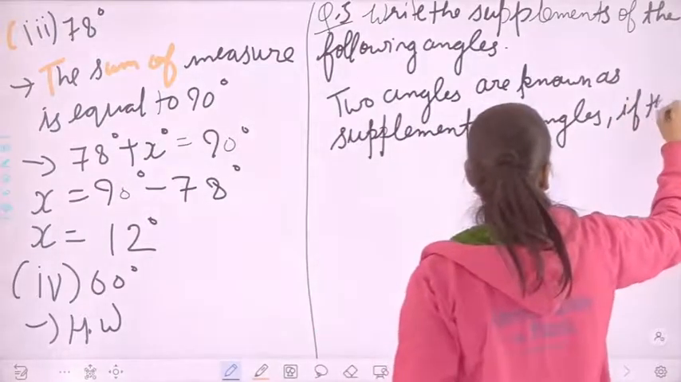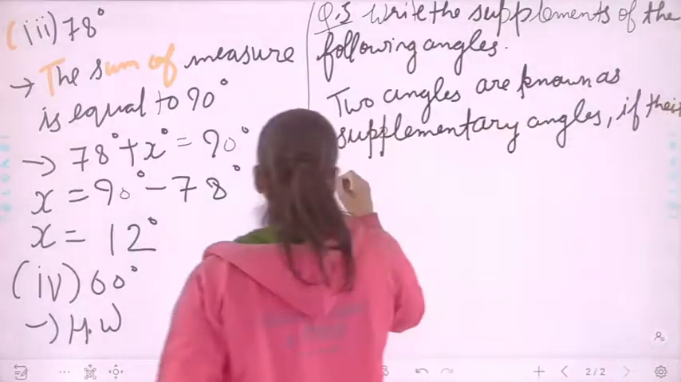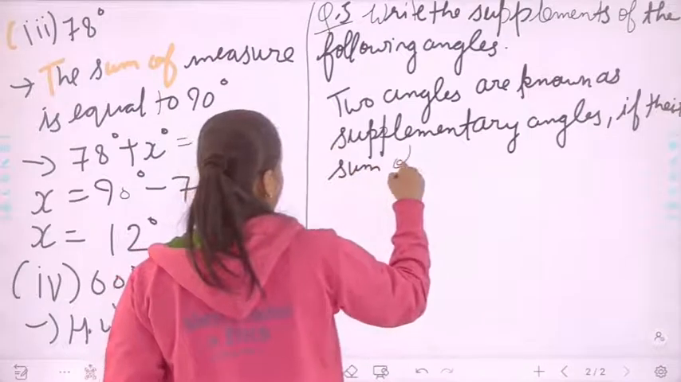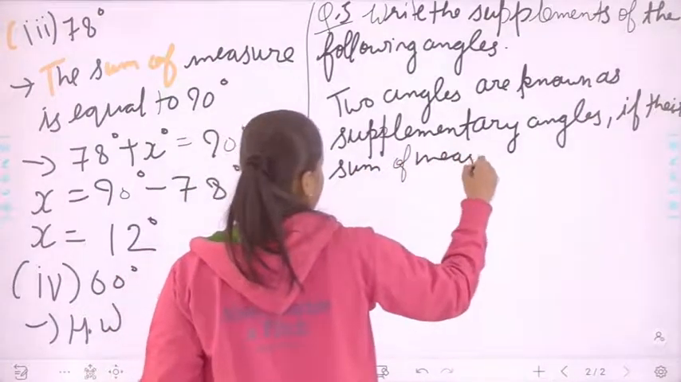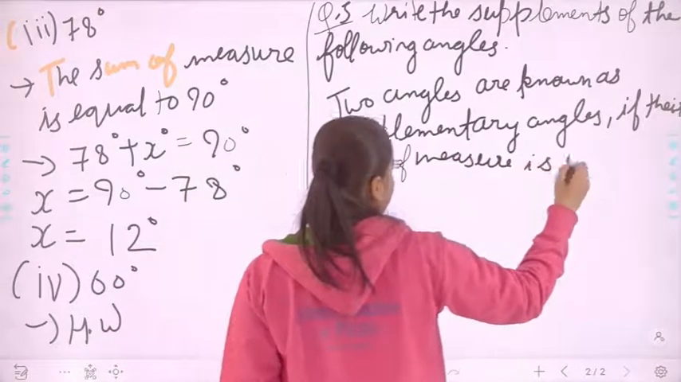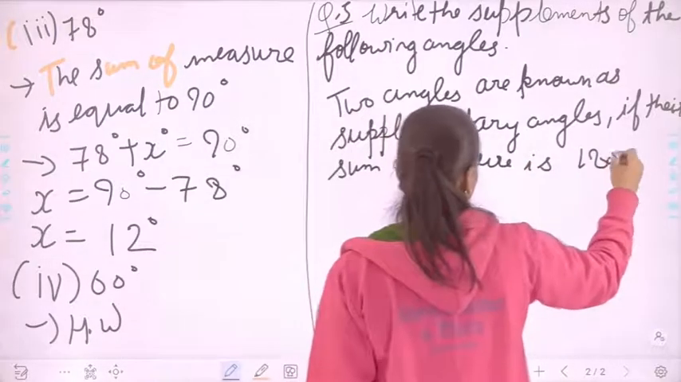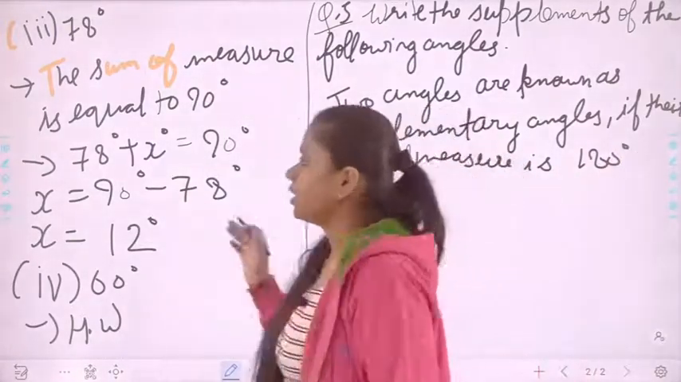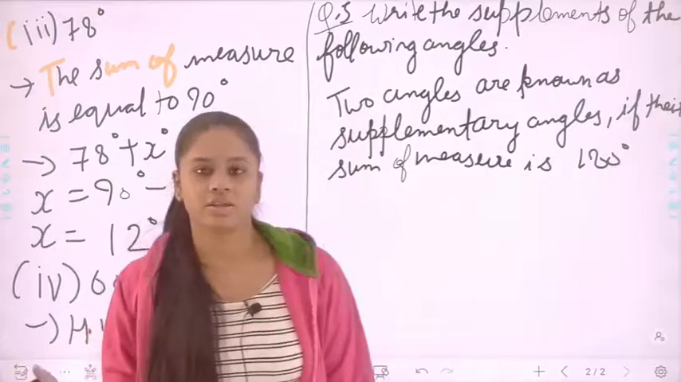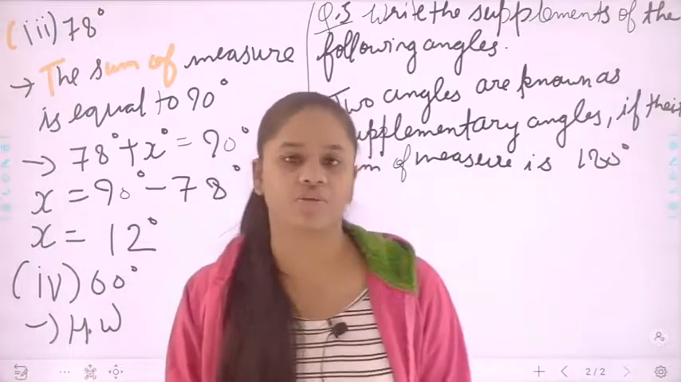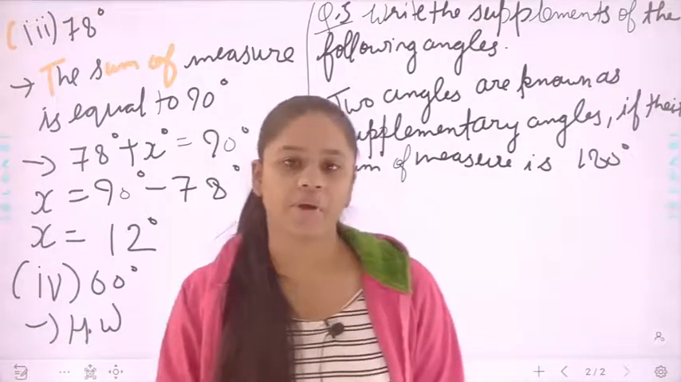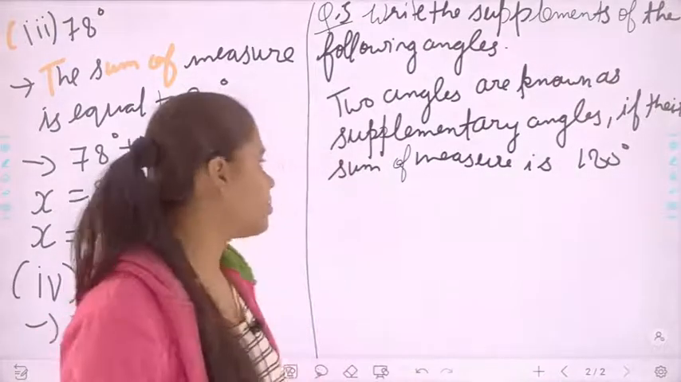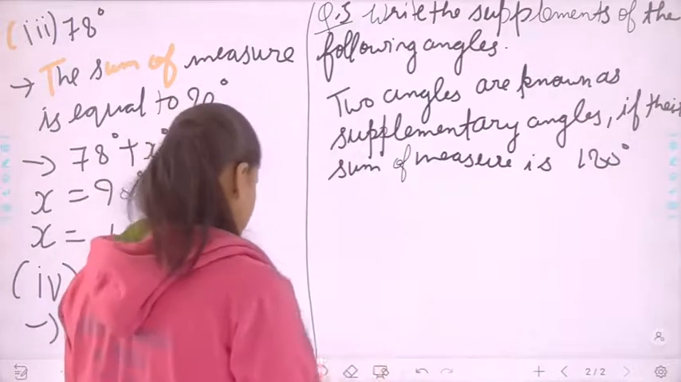if their sum of measure is equal to 180 degree. In this question, the sum of measure is equals to 90 degree, and in supplementary angle it will be equal to 180 degree. Let's start.